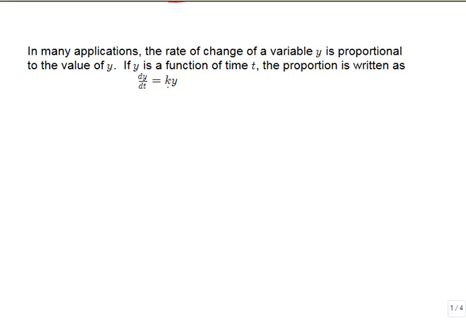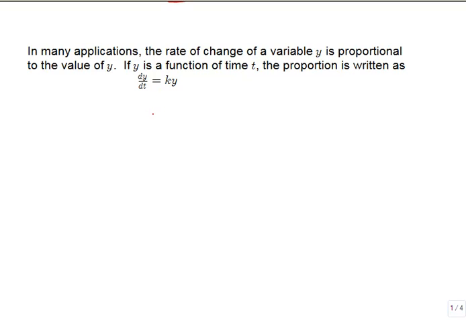You can pick whatever variable you want for that constant, but we're just going to use k here for that constant of proportionality. So when I say that the rate of change is proportional to the value of y, that means the derivative equals a constant times y. And we're going to assume here that y is a function of time t. So if we saw this differential equation, how could we solve for the solutions, the curves that have this equation?